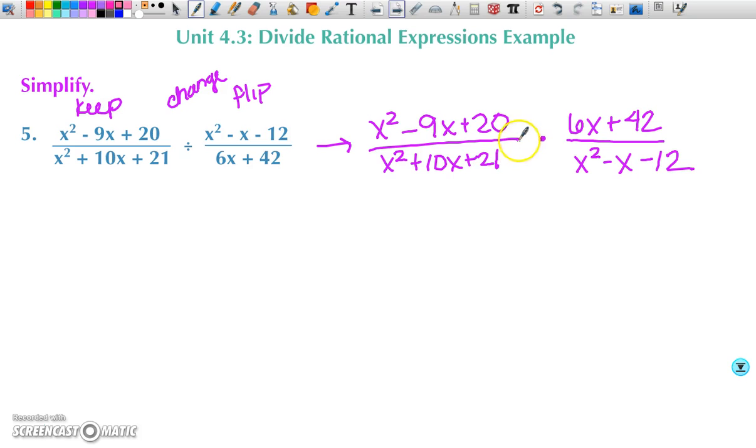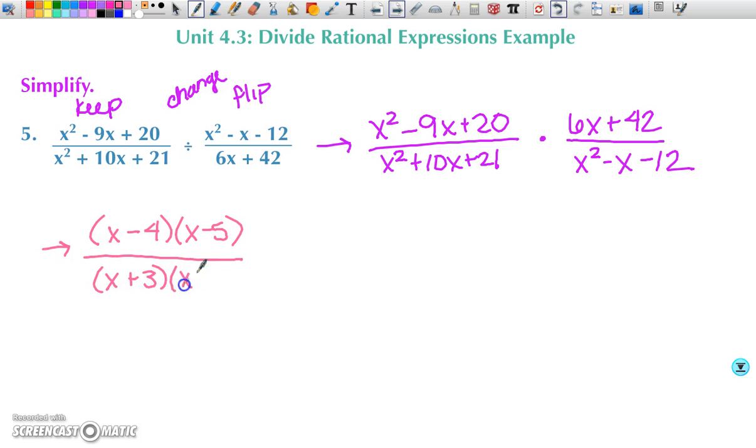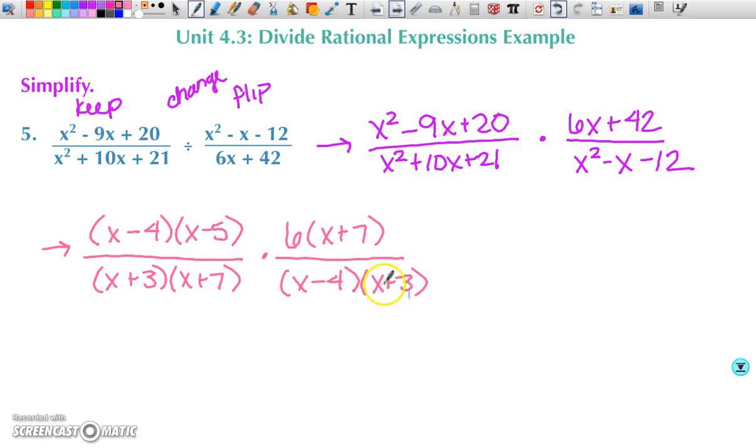And so now all we do is extend this so that we multiply, or I'm sorry, don't do that yet. Not yet. We want to factor first. Make sure you factor. So this one is going to be x minus 4 times x minus 5 over x plus 3 times x plus 7. And what we're multiplying by, all we can do here is factor out a 6, leaving us with x plus 7 over x minus 4 times x plus 3.